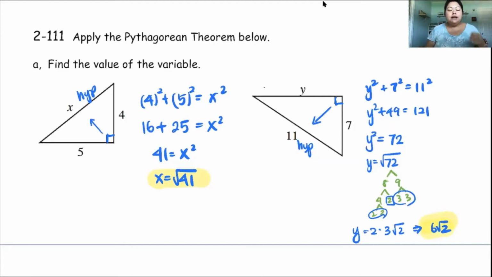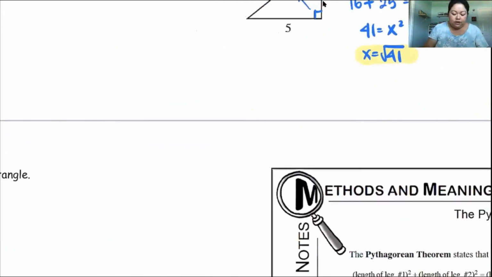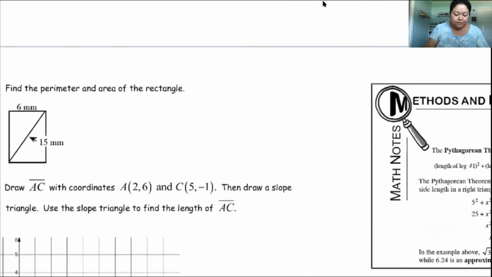So again, if it does not say round your answer to two decimal places or round your answer to nearest hundredths, you must leave your answer as exact value and it must stay in square roots like so. Okay, so now let's take a quick look at the next problem.